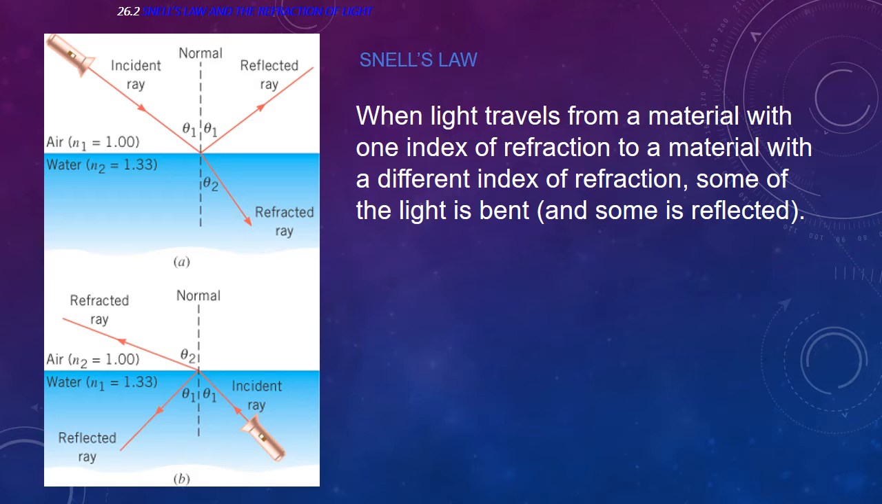Now, if we're going to bend light as it goes from one material to another, and we have these indices of refraction, how can we use them to determine how much light will be bent when it travels? So when light travels from a material with one index of refraction to a material with a different index of refraction, we can use Snell's law to determine the amount of refraction.